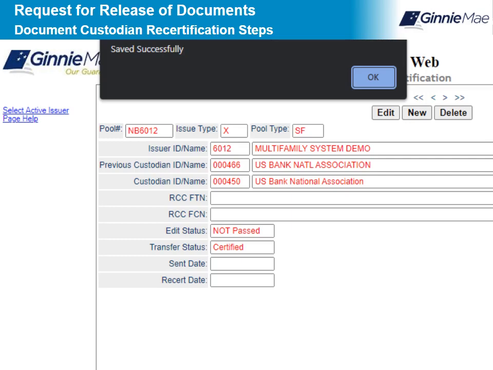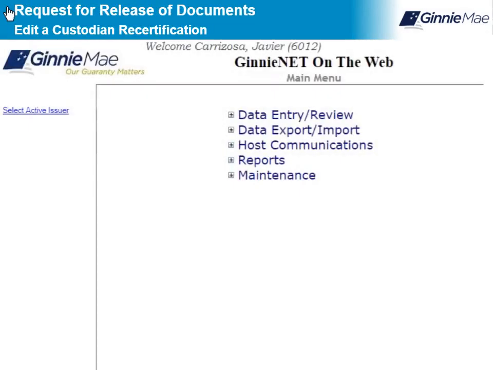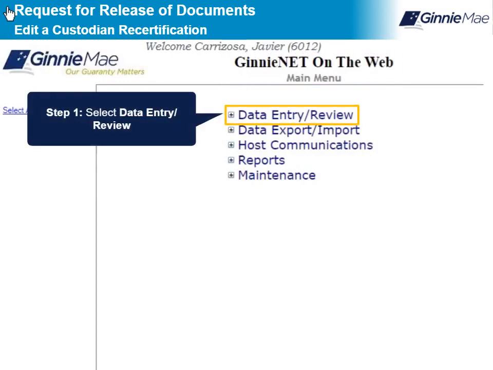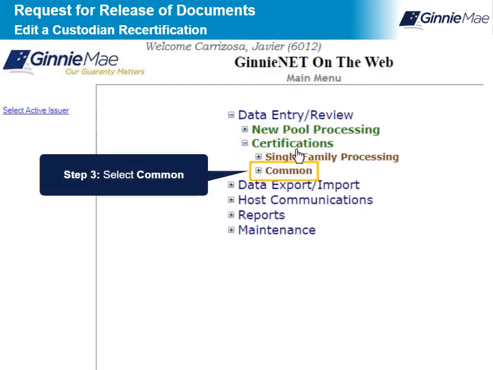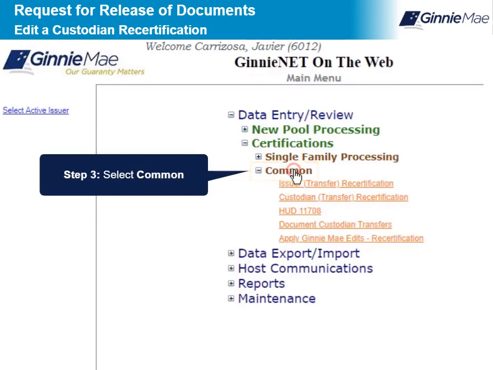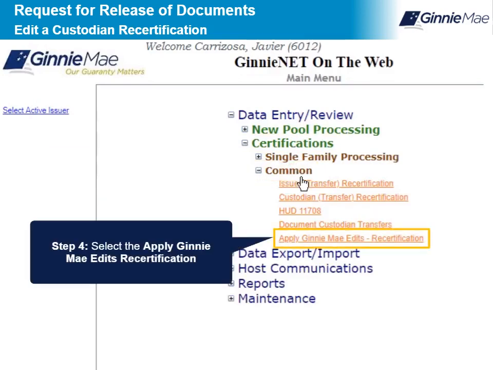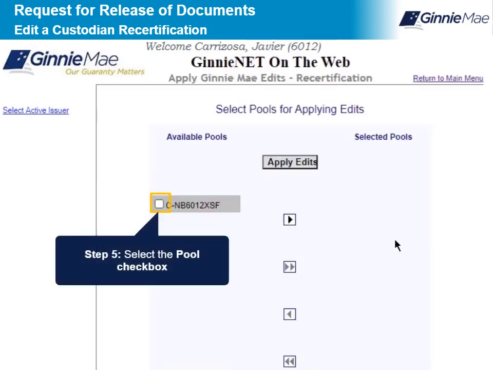Select Next to continue. Now let's look at the steps to edit a document custodian recertification from the Ginnie Net main menu. Step 1. Select Data Entry/Review. Step 2. Select the Certifications link. Step 3. Select Common. Step 4. Select the Apply Ginnie Mae Edits recertification. Step 5. Select the Pool checkbox. We will use the pool we entered earlier.